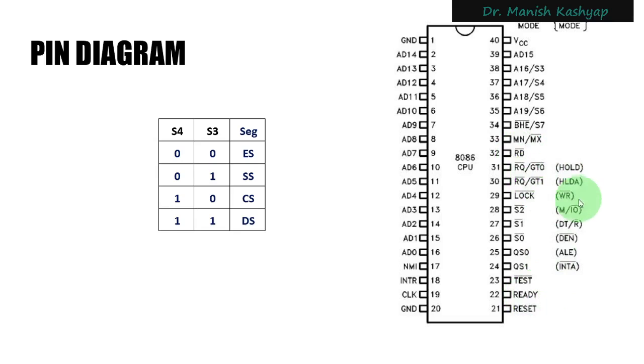We will discuss these two sets of pins separately when we discuss the maximum and minimum mode. Now, the READY pin is an input that informs the processor that the selected memory or input output device is ready to complete the data transfer. The READY signal is often used to synchronize the fast processor with slow memory or slow input output devices, right?